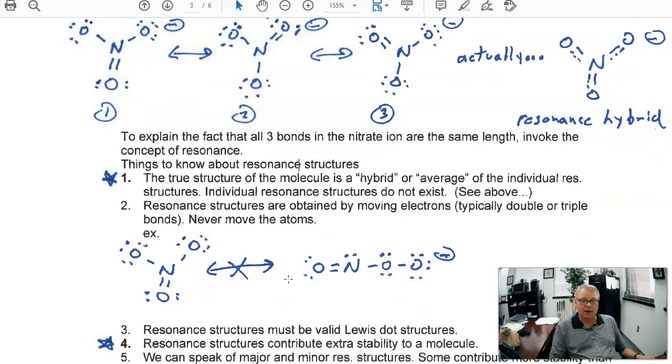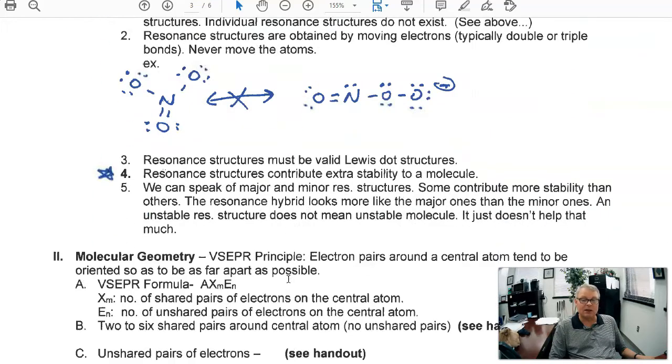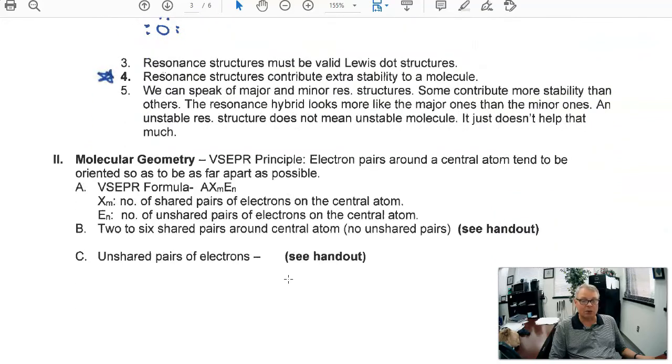Okay? Now, remember we said that there are 2 things that are kind of important here. We said that our little patch not only fixes the problem that we have, which we talked about, but I also learned something extra. And that's what number 4 is here. Resonance structures contribute extra stability to a molecule. In other words, if I can draw resonance structures for a molecule, that makes it more stable than I ordinarily would have thought it was. And generally, the more resonance structures you can draw, the more extra stability you have.